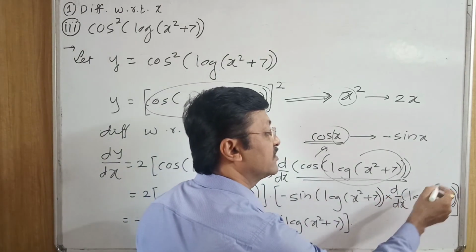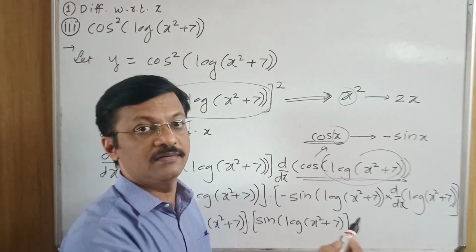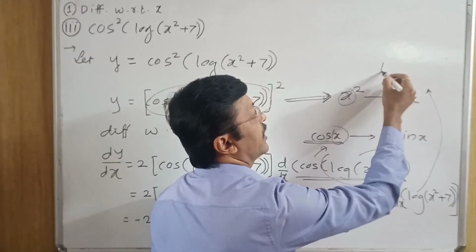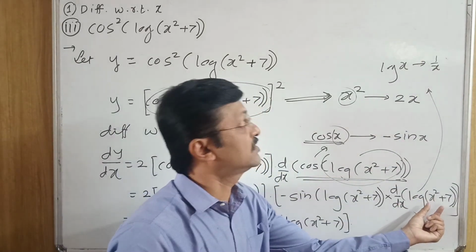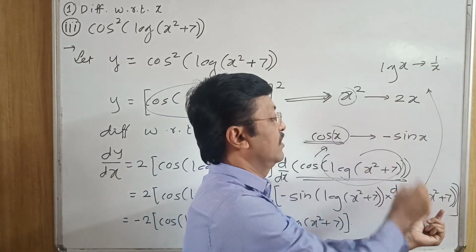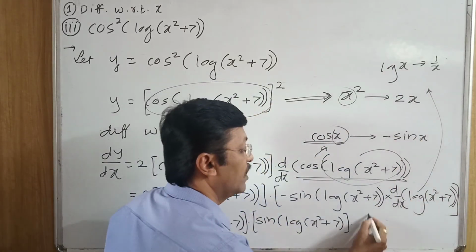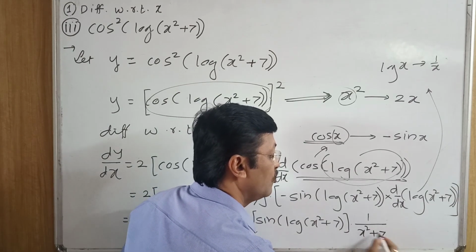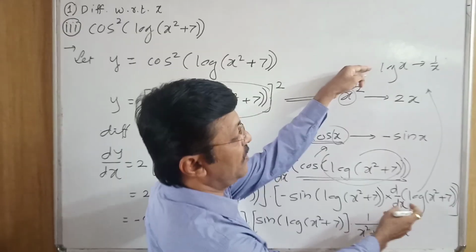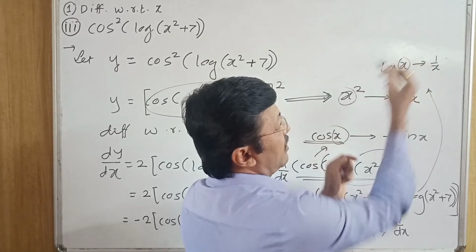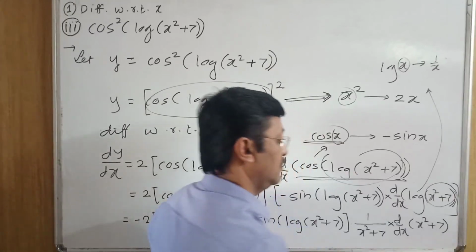Again, log of x square plus 7 is not a standard function. Log of x square plus 7 looks like log of x, whose derivative we know is 1 upon x. So log of x and log of x square plus 7, these two are compared. Log of x's derivative is 1 upon x. So log of x square plus 7's derivative will be 1 upon x square plus 7 to begin with, and into d by dx of the replacement. You compared log of x square plus 7 with log of x. What is x replaced by? X was replaced by x square plus 7. So d by dx of x square plus 7.